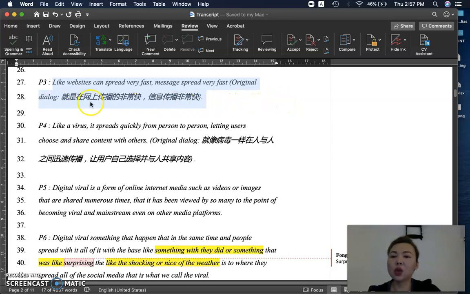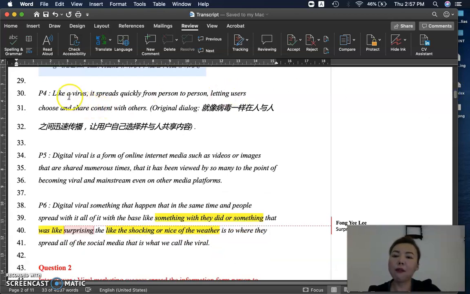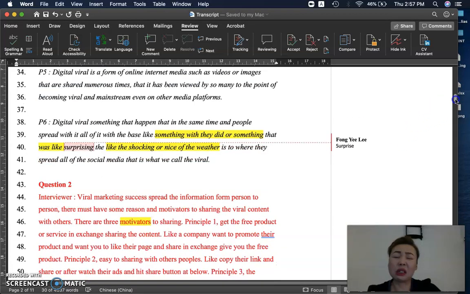All right, this one also didn't review any success factor. Let's skip. Like a virus, it spread quickly, like person to person, letting users choose and share content with others. This one also didn't actually tell you what is the success factor.